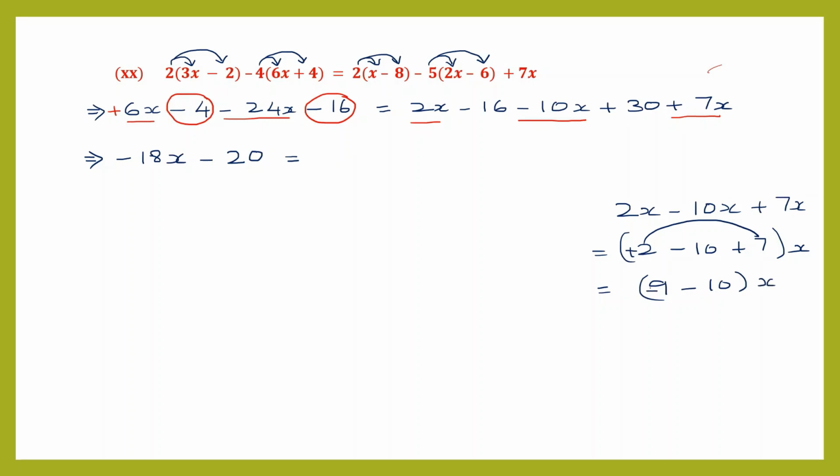So this is a plus sign. So here also signs are different. So put the sign of the bigger number and subtract. 10 minus 9 is 1 minus 1x. So here we have minus 1x.